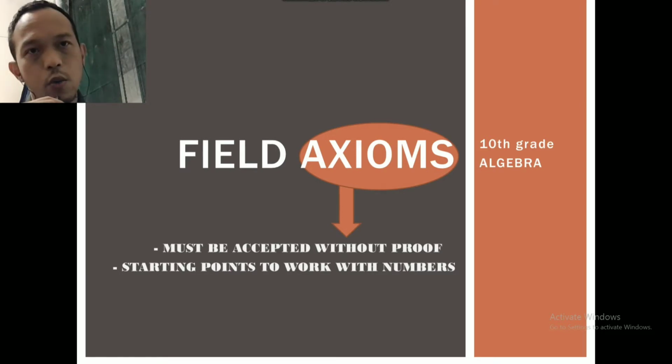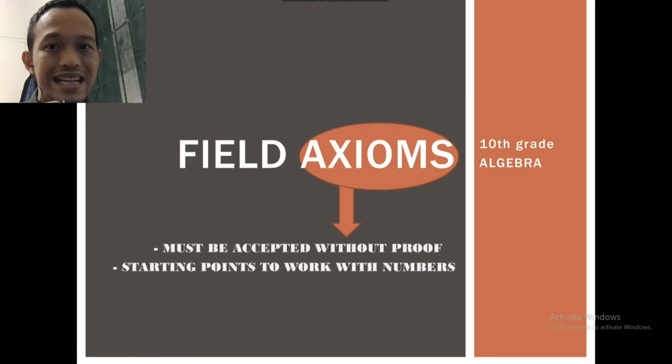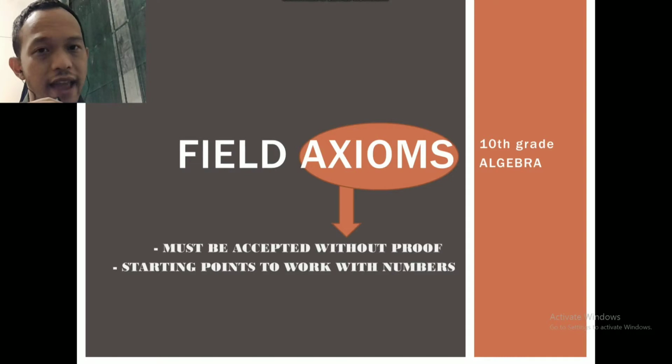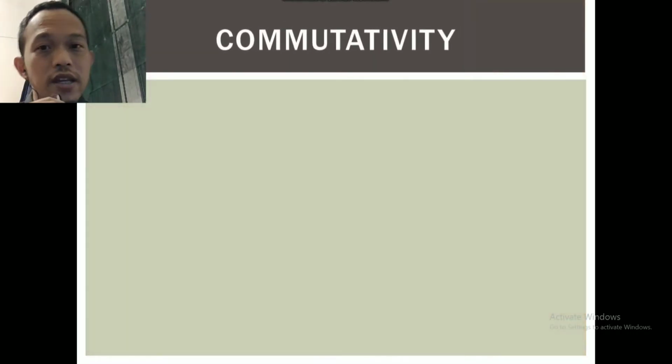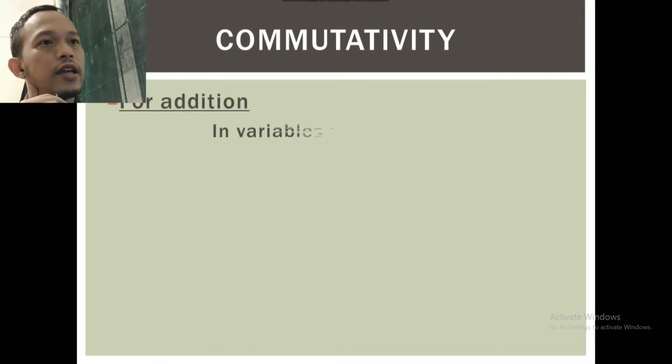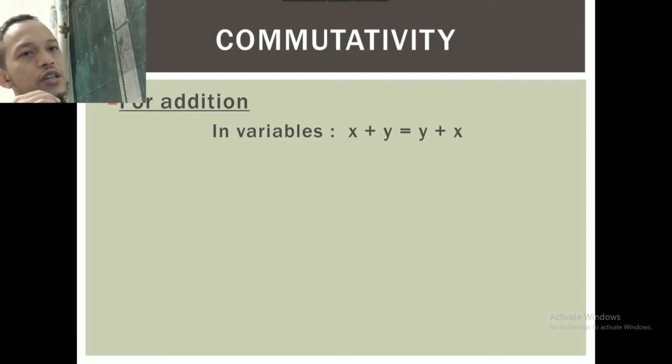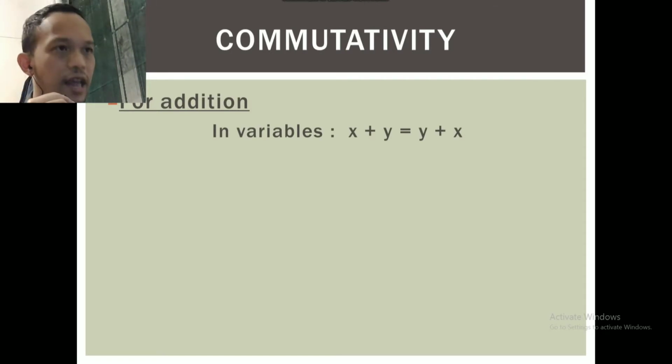But for this part, we will focus on two operations: addition and multiplication. There are 11 field axioms that we will learn today. The first one is commutativity, and you have already learned this one before. Previously, you are familiar with the commutative property. So the first field axiom is commutativity for addition. In variables, it looks like the one that we displayed.